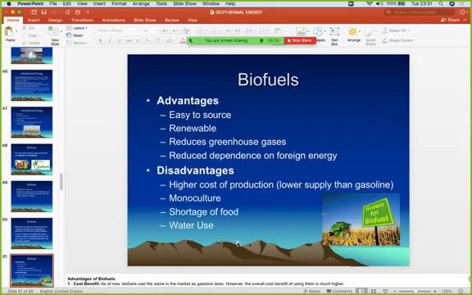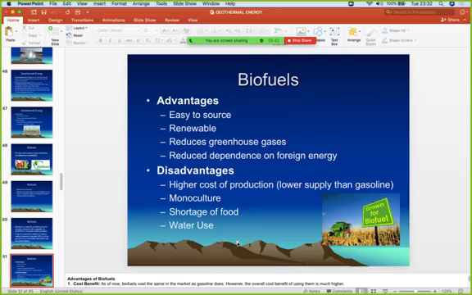So these are the advantages of biofuels. It's renewable, easy to source, reduces greenhouse gases, and reduces dependence on foreign energy. Foreign, because we are used to buying natural gas. Have you seen that in big depots like those of Caltex and Shell, where they may buy natural gas and also produce LPG?